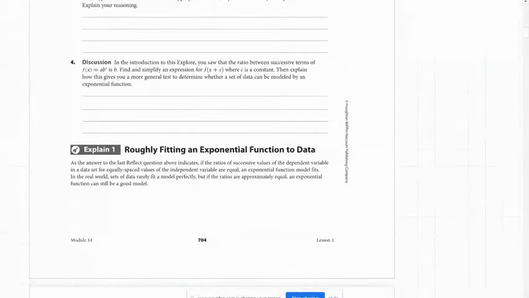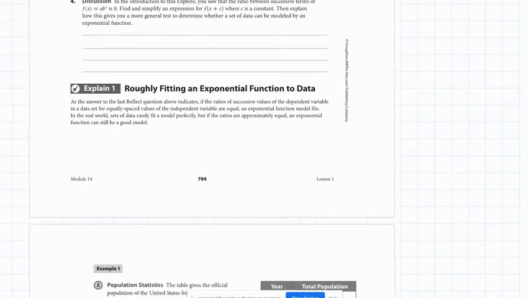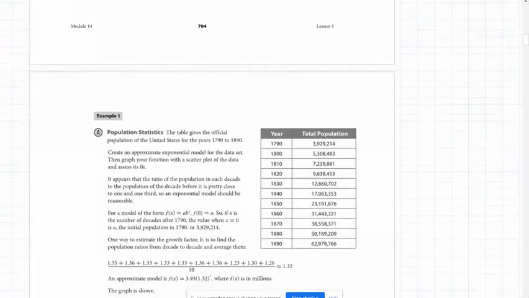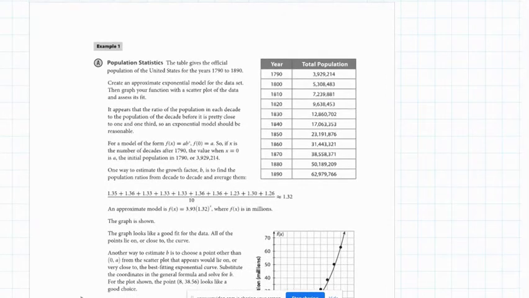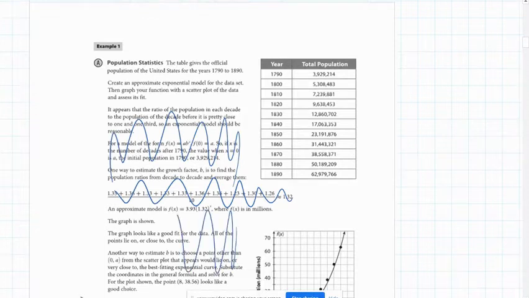Okay, next we're going to look at finding an equation to fit real-life data. So let's take a look at example 1a, but we're not going to use their method here, so you can ignore the process they're showing. We're going to use the calculator to come up with the exponential curve that fits that data.